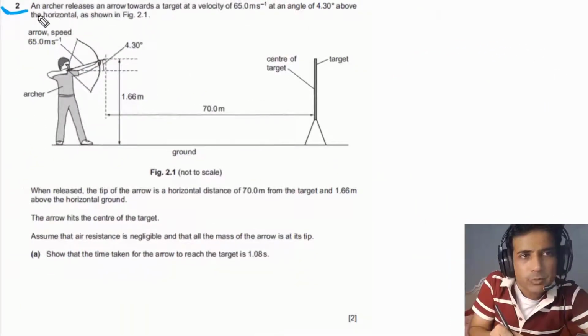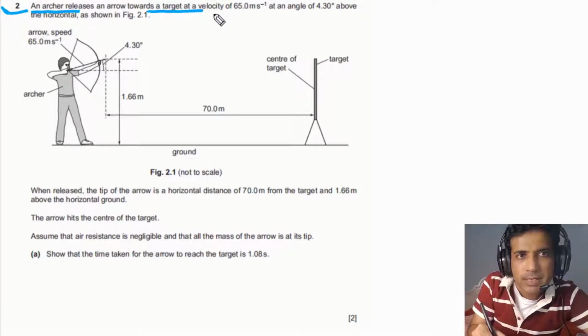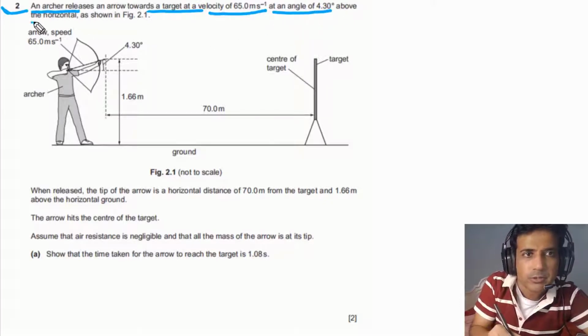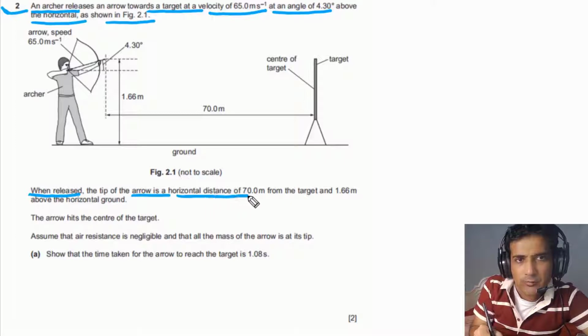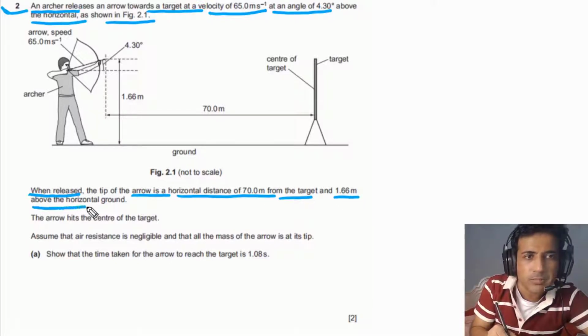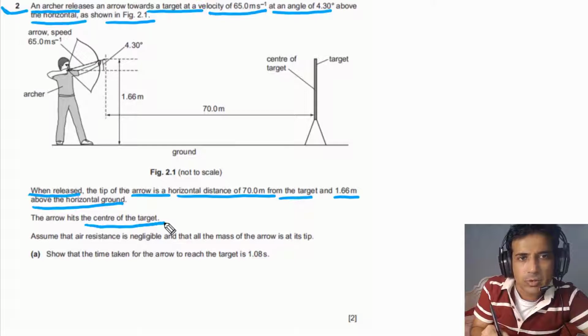For question number 2, it is given to us: an archer releases an arrow towards a target at a velocity of 65 meters per second and at an angle of 4.3 degrees above the horizontal, as shown in figure 2.1. When the arrow is released, the tip of the arrow is at a horizontal distance of 70.0 meters from the target and 1.66 meters above the horizontal ground. The arrow hits the center of the target.